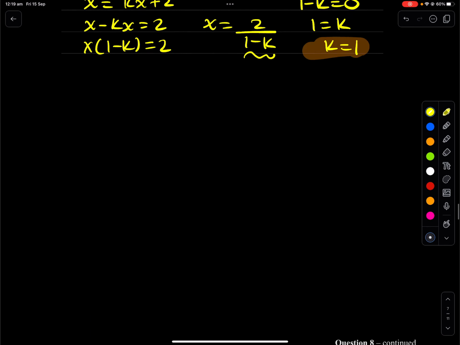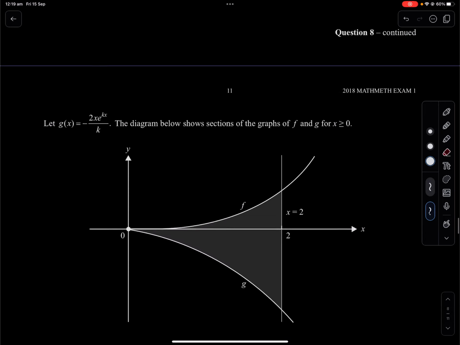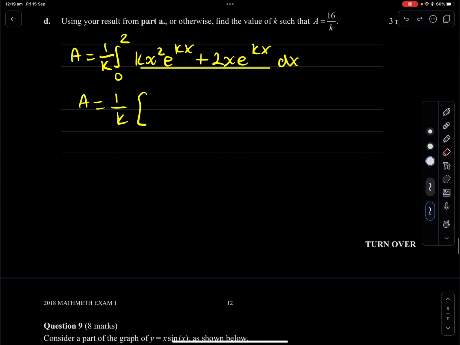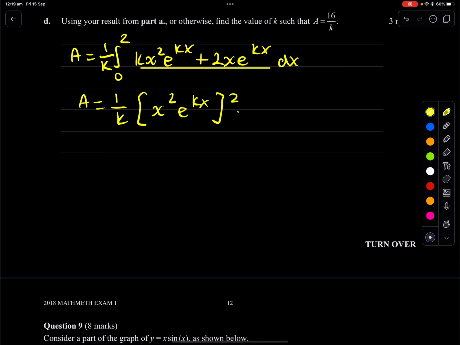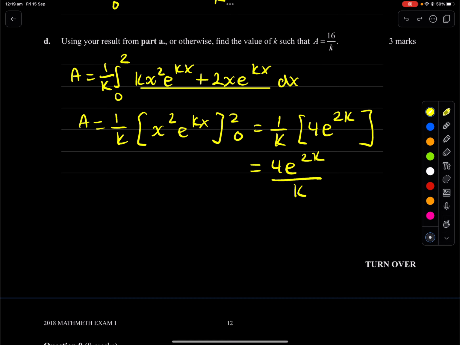Perfect. So we can say 1 over k times x squared e^(kx) from 0 to 2, which is 1 over k times 4e^(2k) minus 0, this will be 0 anyway, so it's just 4e^(2k) over k, and that's equal to 16 over k.